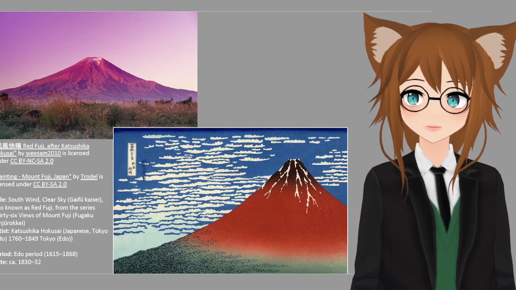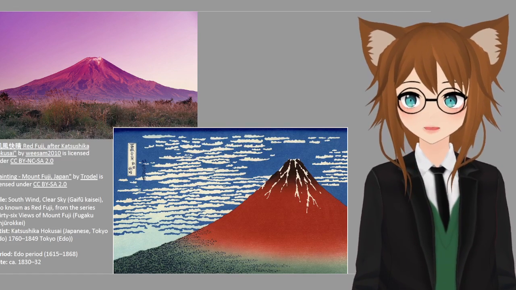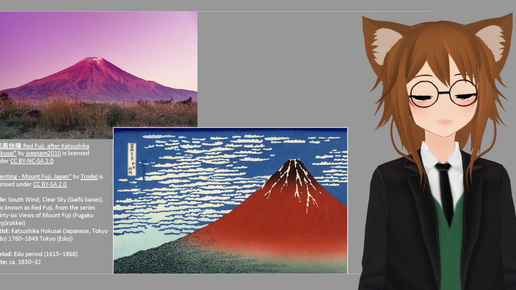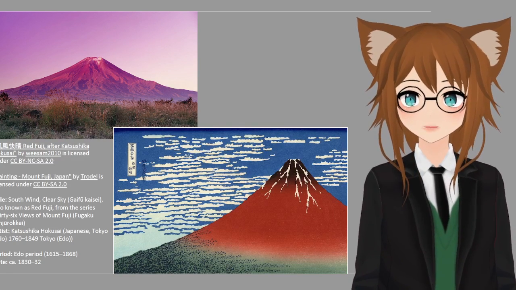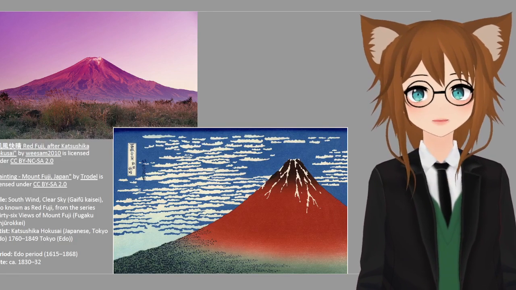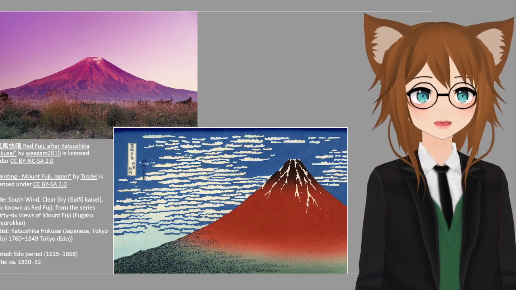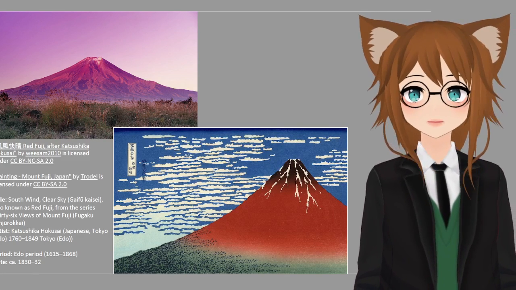So this is called Red Fuji. It's a phenomenon that can be seen during the sunrise in the late summer and the early autumn. So basically, the light combined with the atmosphere turns the mountain, the volcano, red. If you see it, it's supposed to bring you good luck, so people tend to want to take pictures of it and recreate it in art and things like that.